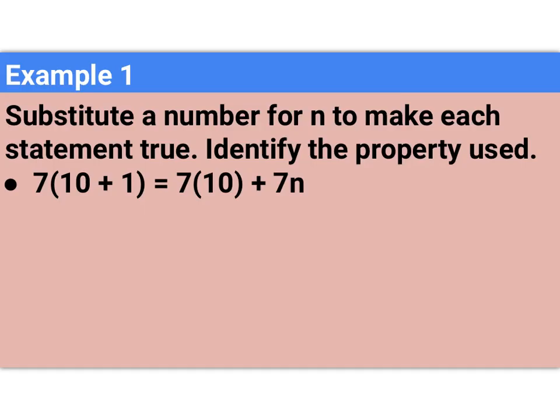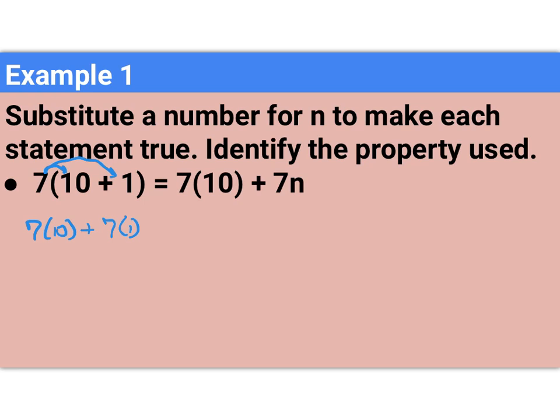So now, substitute a number for n to make each statement true. Identify the property used. Okay, so let's figure out what we have going on here. The first thing we have to do is figure out what we've got. When I see a number outside of a parenthesis and I see two numbers being added or subtracted, that makes me immediately think of distribution. So 7 times 10 plus 7 times 1.